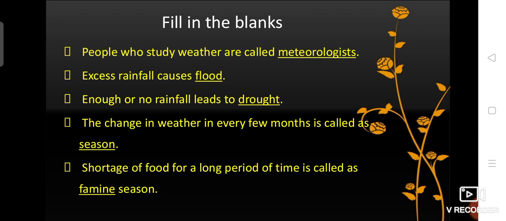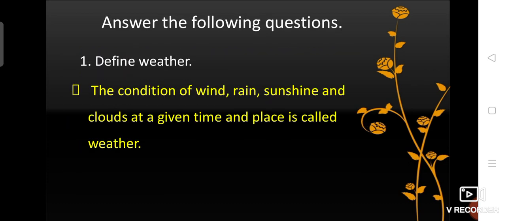Okay. So the next one is, shortage of food for a long period of time is called famine. It's famine, not season. If there is no food or very little food for a long period of time, that is called what? Famine. In Tamil they used to say Panjam. Okay, so these are the fill in the blanks given for you.